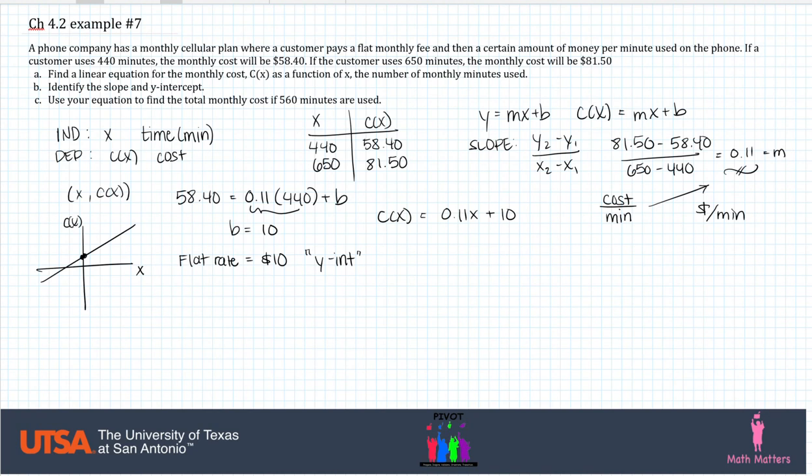Then part c asks, use the equation to find the monthly cost if 560 minutes are used. So in this case, we let x equal 560. Then all we have to do is plug this in. So we want the cost. We have our slope, we have our x, and then we have our y-intercept. And if we do the calculations here, C of x comes out to be 71.60. So that's your answer.